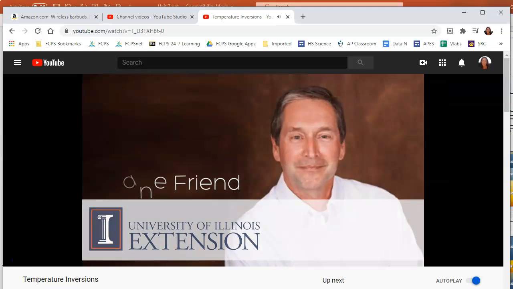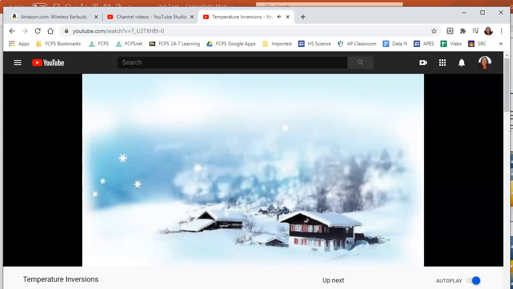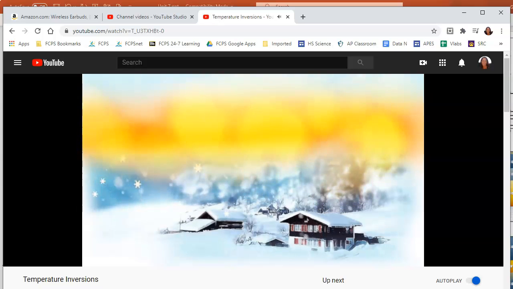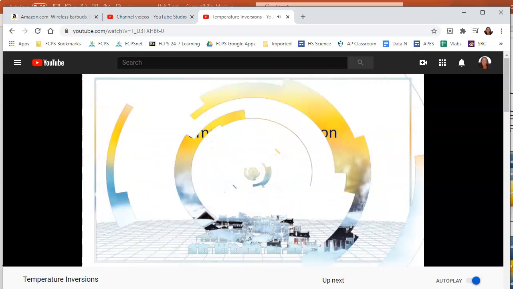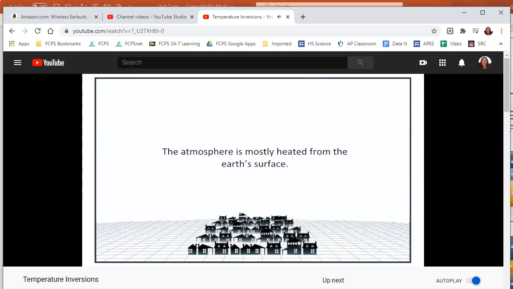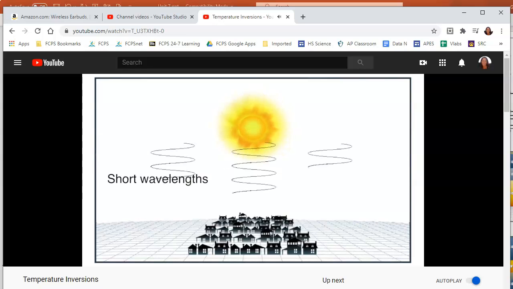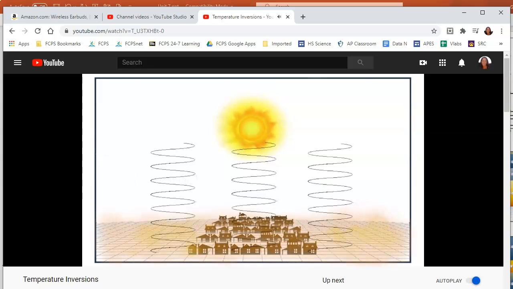Normally, air temperatures get cooler the higher you go. However, there are times when air at higher elevations is actually warmer than the air below it. This creates what is called a temperature inversion. The atmosphere is mostly heated from the Earth's surface. Sunlight, in the form of short wavelengths of energy, travels through the atmosphere and is absorbed by the Earth's surface.